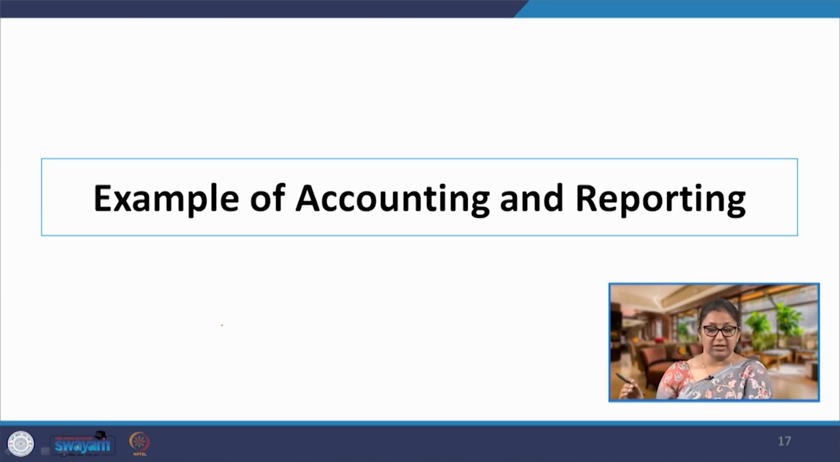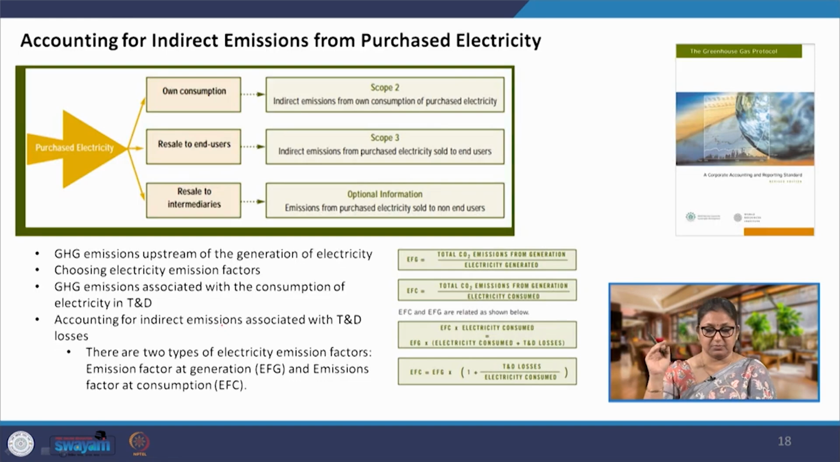Now, once we have looked at the steps of accounting and reporting for different standards, different activities and products, let us quickly go through some of the examples of accounting and reporting. Now, these largely are consumption based emission reductions. This one is indirect emissions from purchased electricity. So, if we are purchasing electricity, what are the different types of emissions that are going to happen, and in which scope do they go?